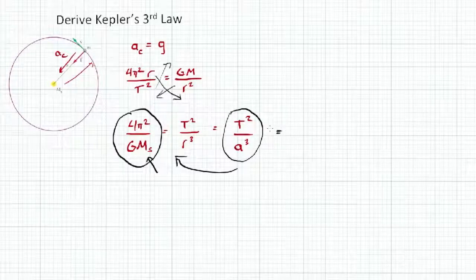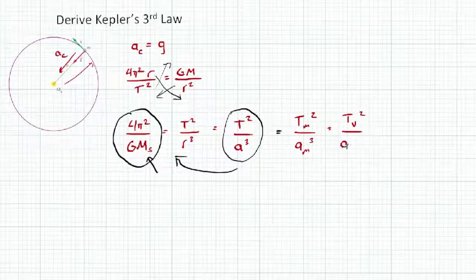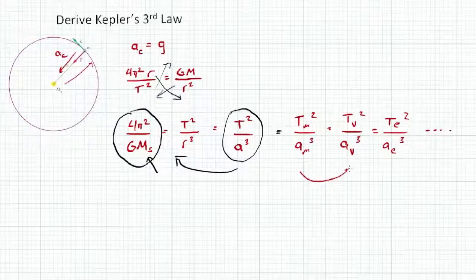for any planet going around the sun, the period of Mercury squared divided by the semi-major axis of Mercury cubed is going to equal, remember, Mercury is our first planet, the period of Venus squared divided by the semi-major axis of Venus cubed equals period of Earth squared divided by the semi-major axis of Earth cubed, and so forth. You get the idea. So for any planets going around the same body, we can say that the period squared divided by the semi-major axis or average radius cubed is always going to be the same thing, and these are all equal to each other.